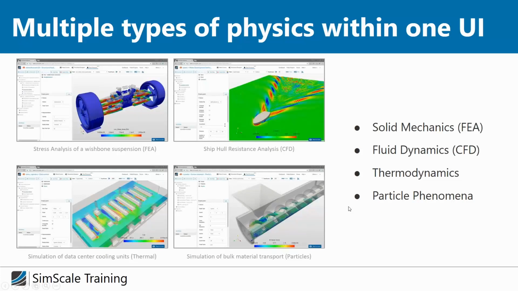But SimScale is not limited only to fluid flow simulation. Basically, we support all major kinds of physics, so you can also do structural simulations, analyzing stress and physical loads on mechanical designs, which is mainly used in the mechanical engineering industry, but also, for example, if you want to design a very complex facade, it can help you to improve it. We also support so-called thermal simulations, where heat transfer is included, as well as particle simulations.